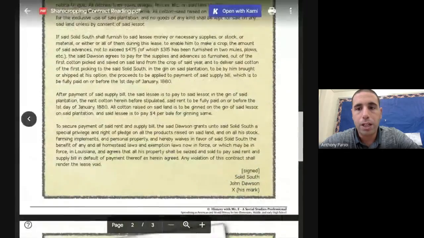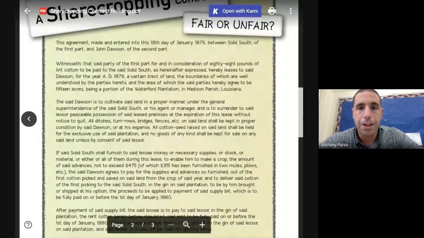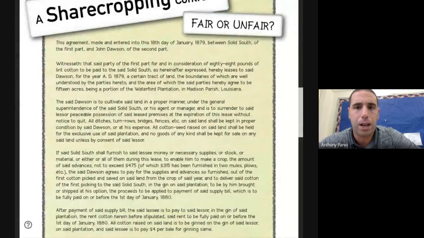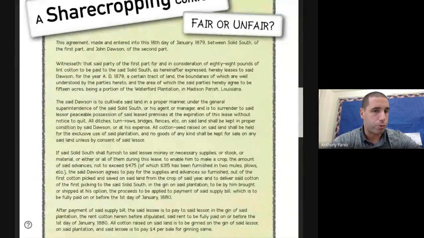Okay? I want you to keep something in mind. This contract here, I'm just going to read the first 2 sentences. All right. Witnesseth that said party of the first part and in consideration of 88 pounds of lint cotton to be paid to the said Solid South, as hereinafter expressed hereby leases to said Dawson for the year AD 1879. So you're an educated 8th grader. That's difficult to read. Contracts are difficult to read. And many plantation owners specifically wrote it this difficult. For what reason? Why did they write this contract this difficult?